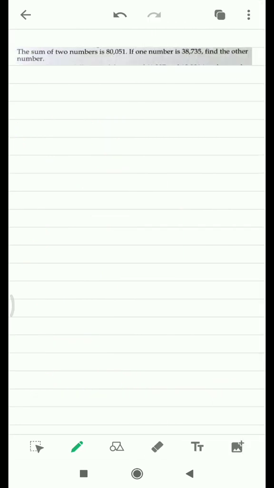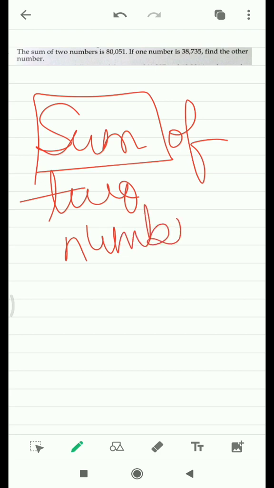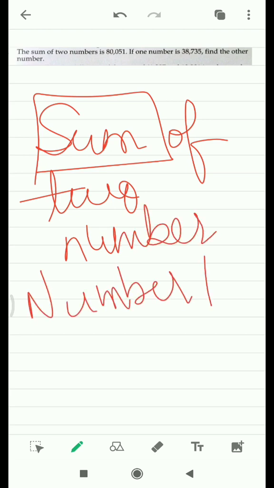So here we have our third question. The sum of two numbers is this. Sum of two numbers is this. When do we get a sum? How do we get a sum? By adding. Sum of two numbers means sum of two numbers. What does this mean? It means two numbers might have been added, right?